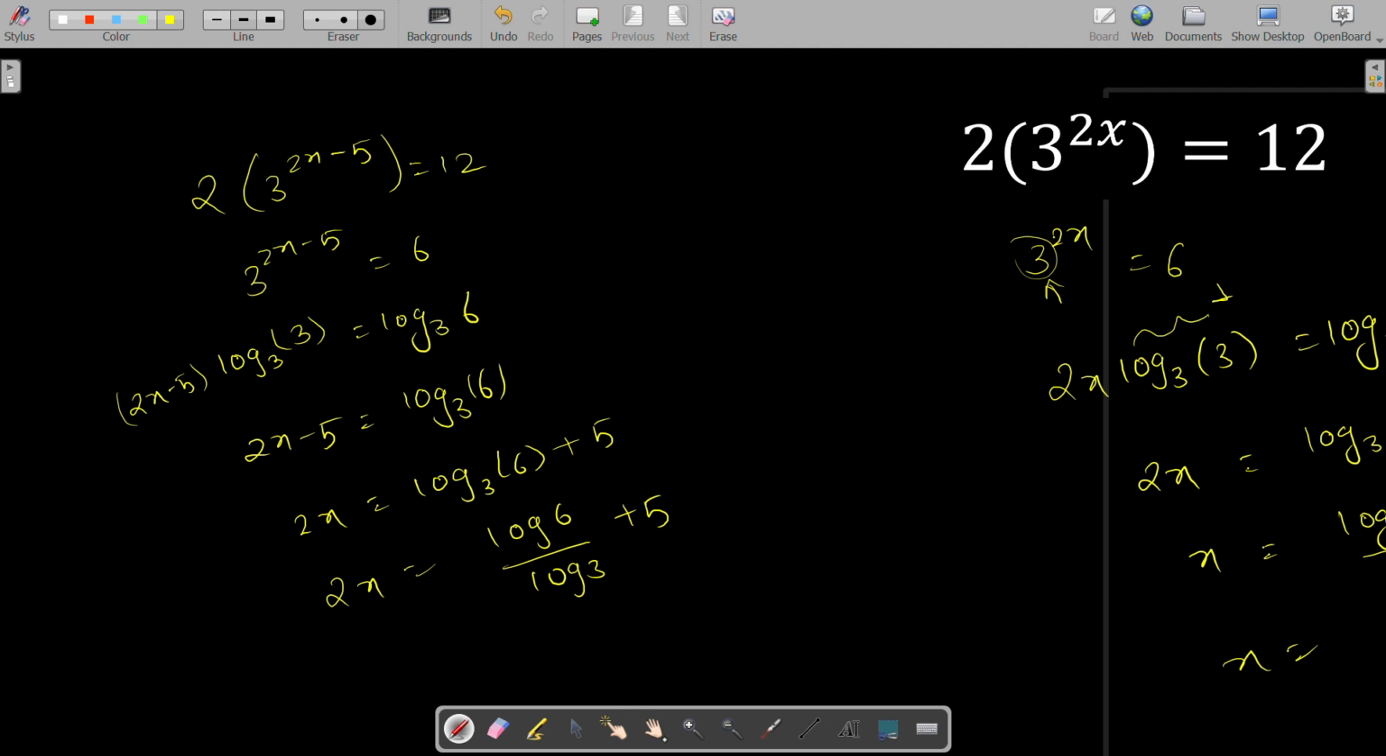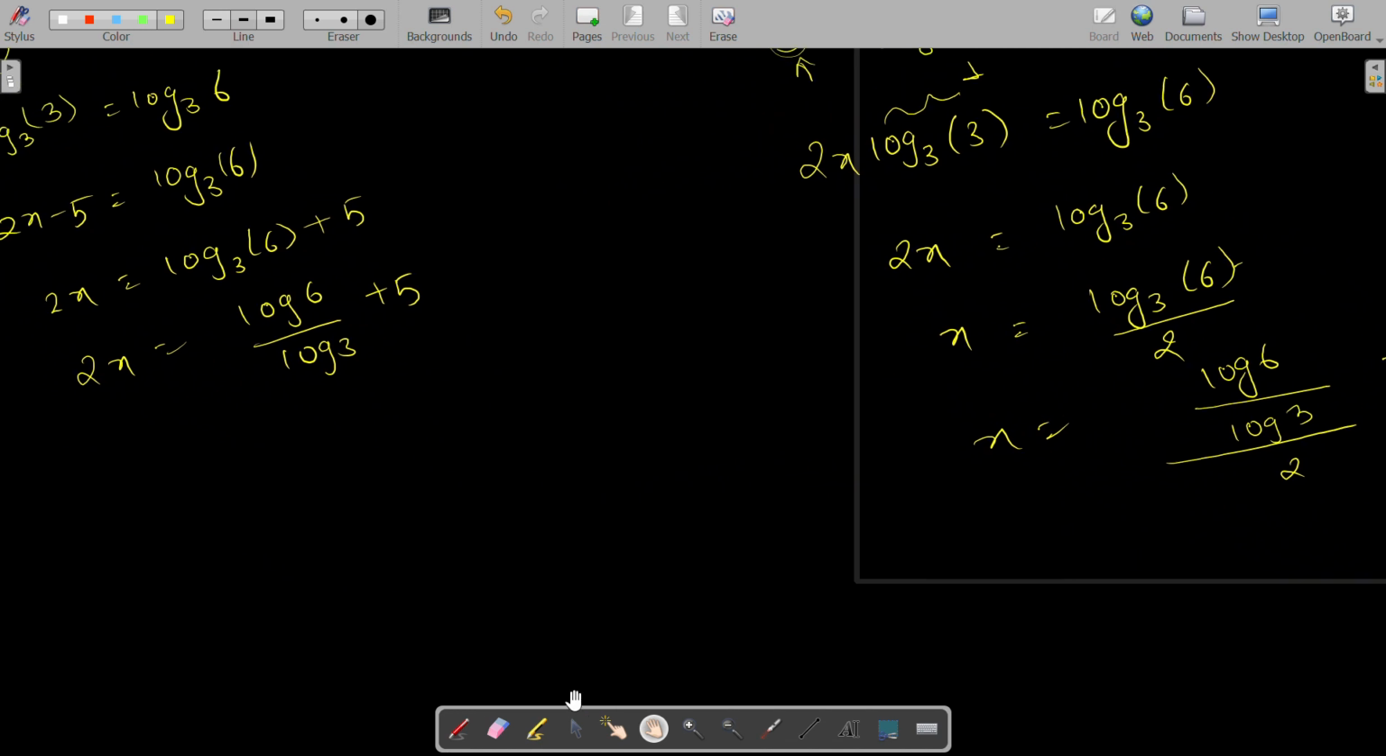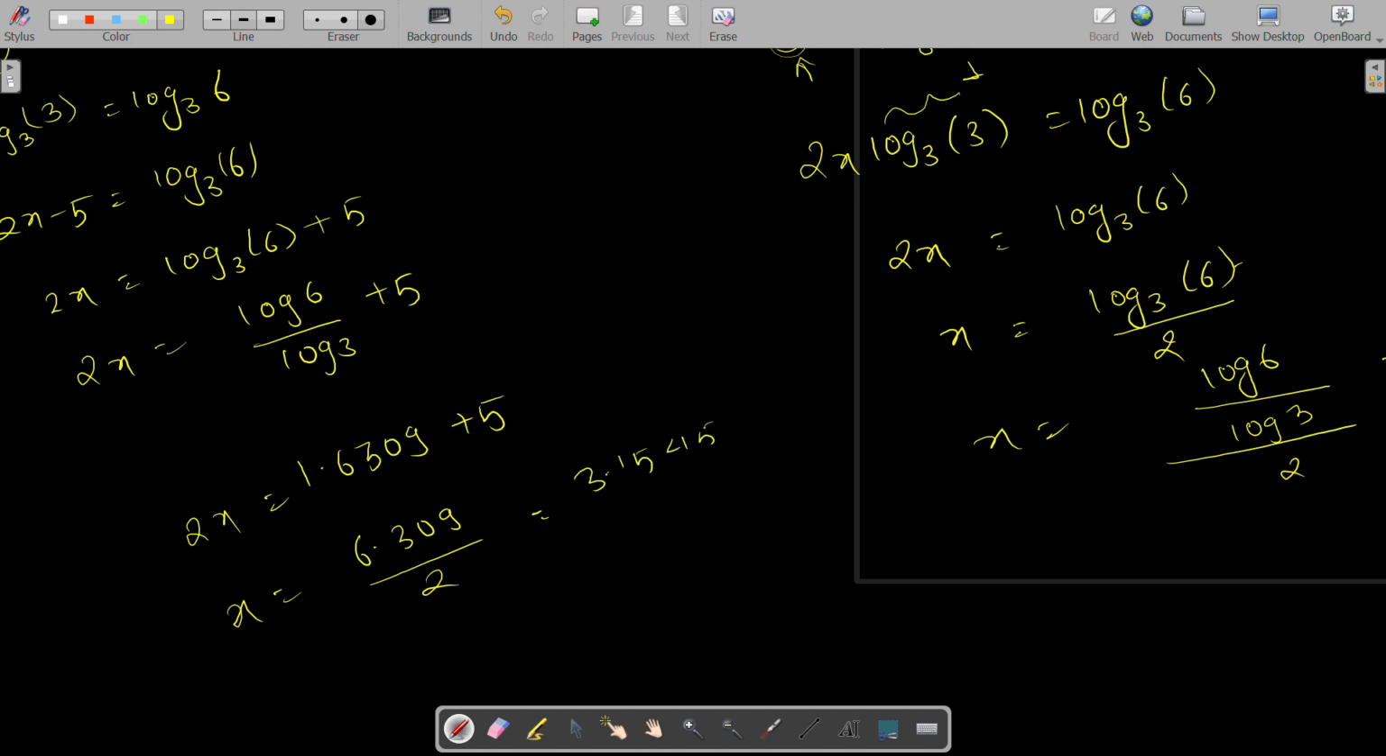Now I have already calculated the value of log 6 by log 3, which is equivalent to 1.6309. So I will directly use that. 1.6309 plus 5 equals 2x, or x equals, if I do this, I will get 6.309 and so on, divided by 2. 6.309 divided by 2, I'll get 3.1545, which is nearly equivalent to this. Okay, so the value of x should be this.